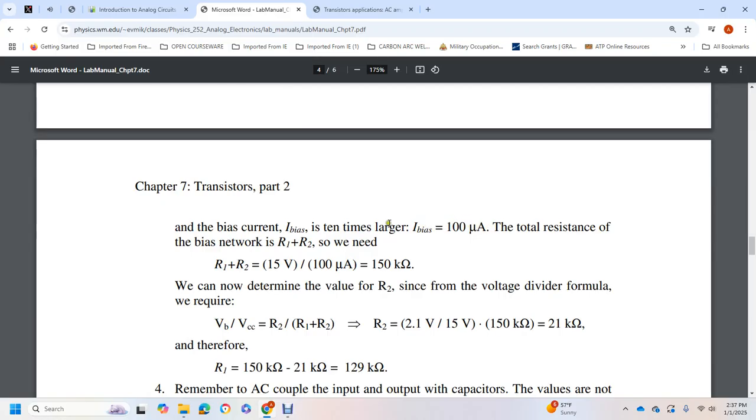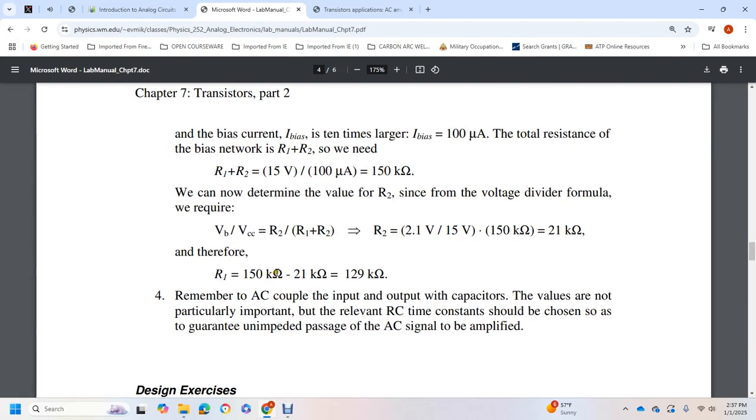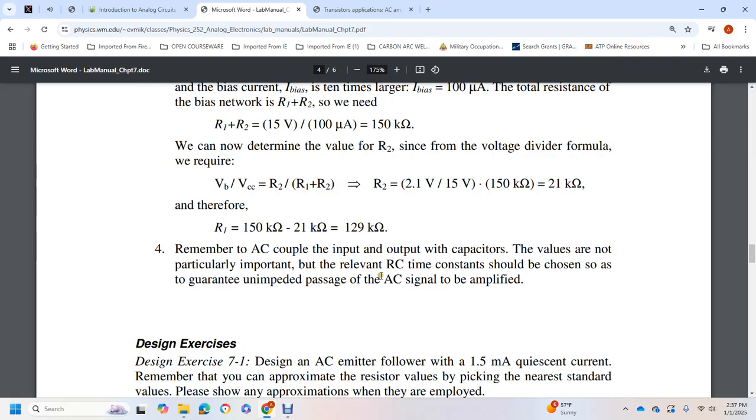The total resistance of the bias network, resistor 1 plus resistor 2, is 150 kilo ohms. We can determine resistor 2 using the voltage divider formula: the base voltage over the supply voltage equals resistor 2 over resistor 1 plus resistor 2, resulting in resistor 2 of 21 kilo ohms. Therefore, resistor 1 is 150 kilo ohms minus 21 kilo ohms, 129 kilo ohms.